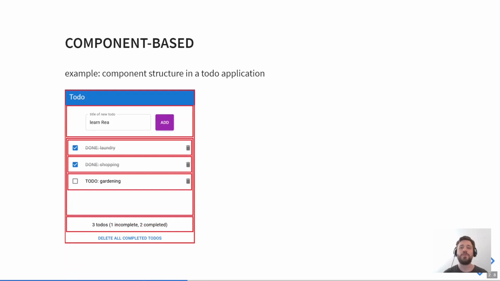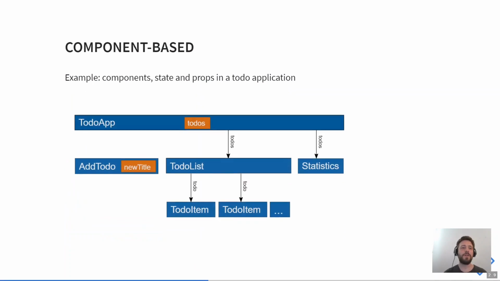Here we see how a to-do list application can be split into separate components. Three major components here would be one with a text field to add a new to-do, one to display a list of to-dos, and another one to display statistics concerning the to-dos. The list of to-dos could be further subdivided to include a separate component for each item. Pulling this all together, here's a diagram of a to-do application that shows components, state, and props.